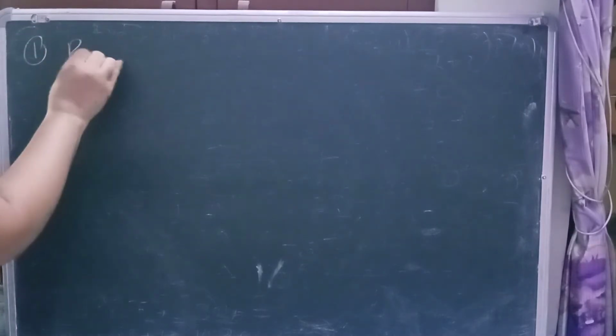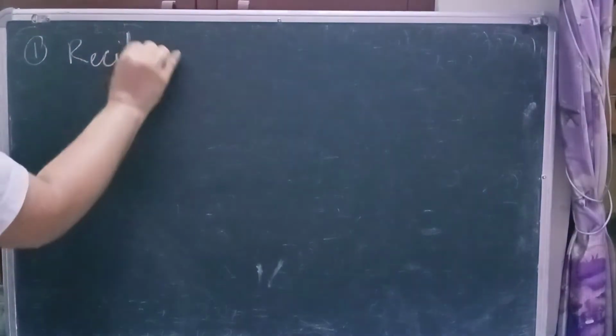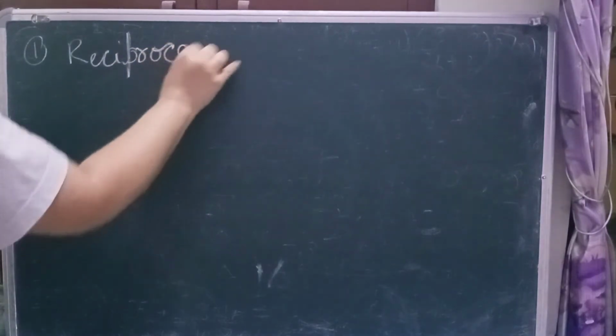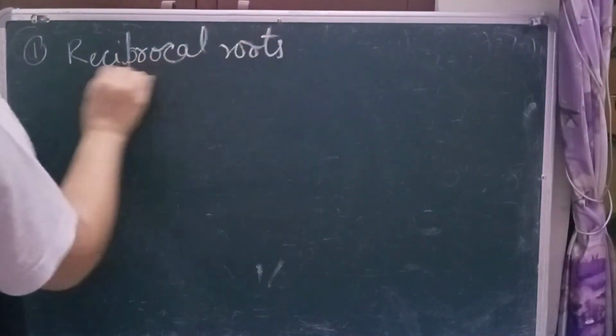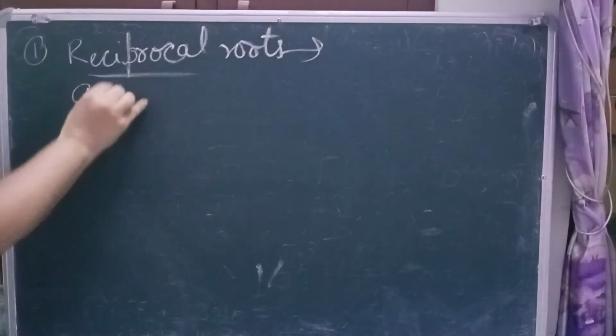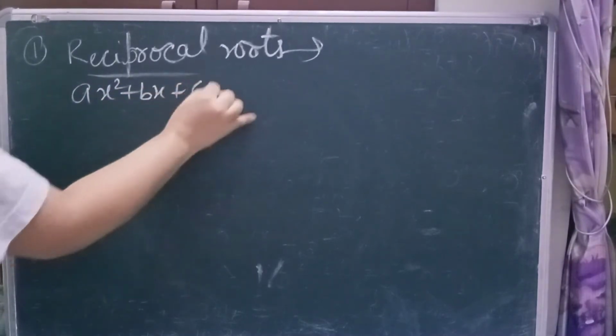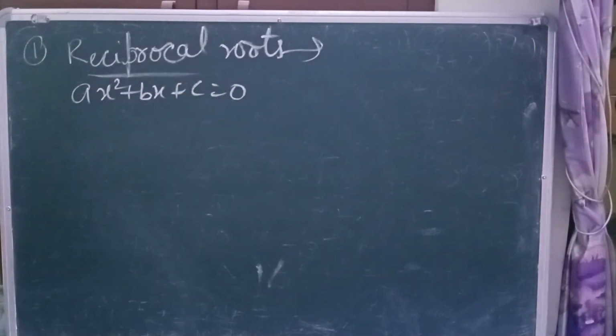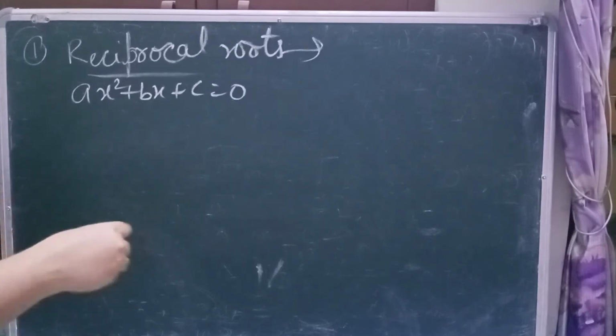Welcome everyone. Today we are starting our new topic, that is relation in roots. If I'm talking about relation in roots, then the first thing which comes to mind is reciprocal roots. If I'm talking about reciprocal roots, it means a quadratic equation ax square plus bx plus c is equal to 0 is given, and they are saying that the roots of the equation are reciprocal to each other.